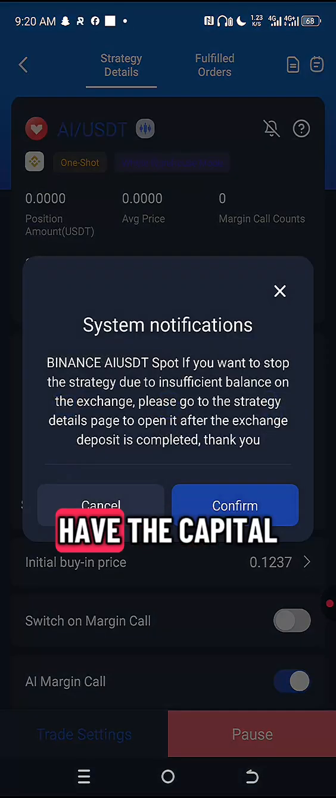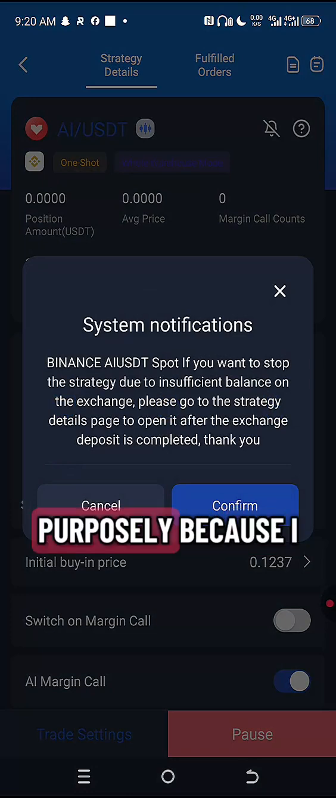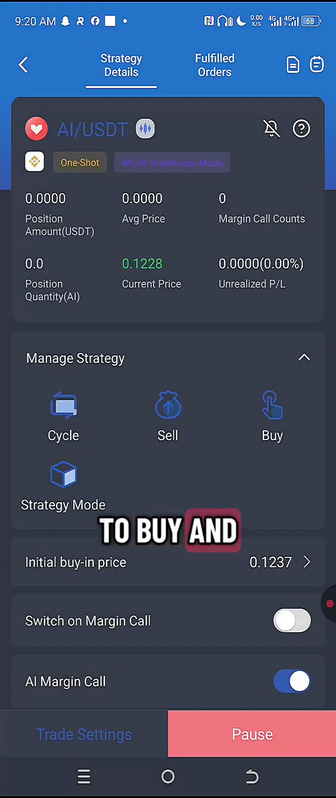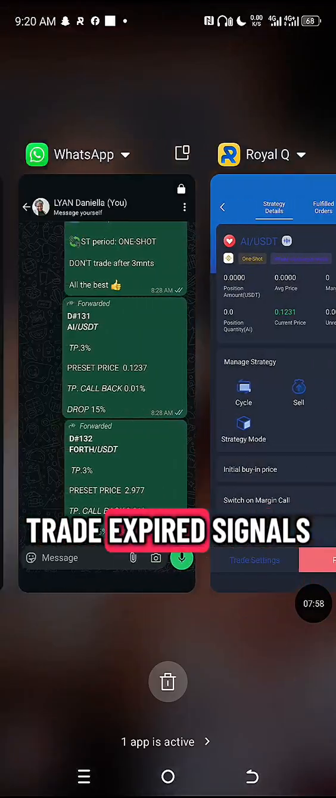This means that if you click activate here, activate and then create, mine won't create because one, I don't have the capital. That's why they're warning me here. I removed it purposely because I didn't want it to buy. And 2, the coin is expired. Yeah, remember I said you don't trade expired signals.